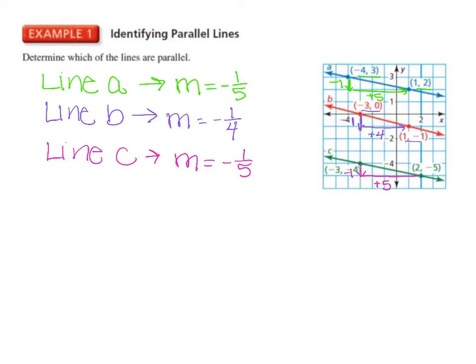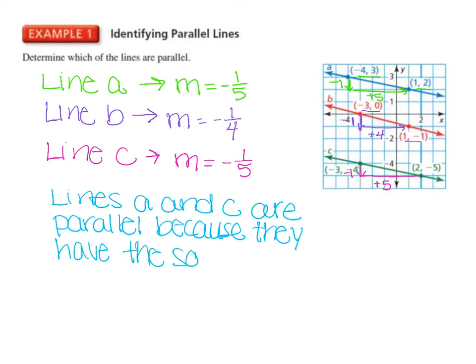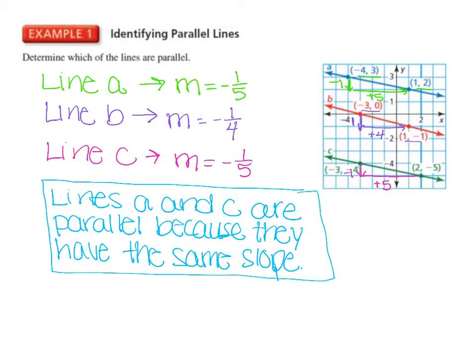It says determine which of the lines are parallel. So I can finally answer: lines A and C are parallel because they have the same slope. So again, we don't want to rely just on, oh, they look like they're never going to meet, right? We want to actually find their slope and make sure that they're the same.